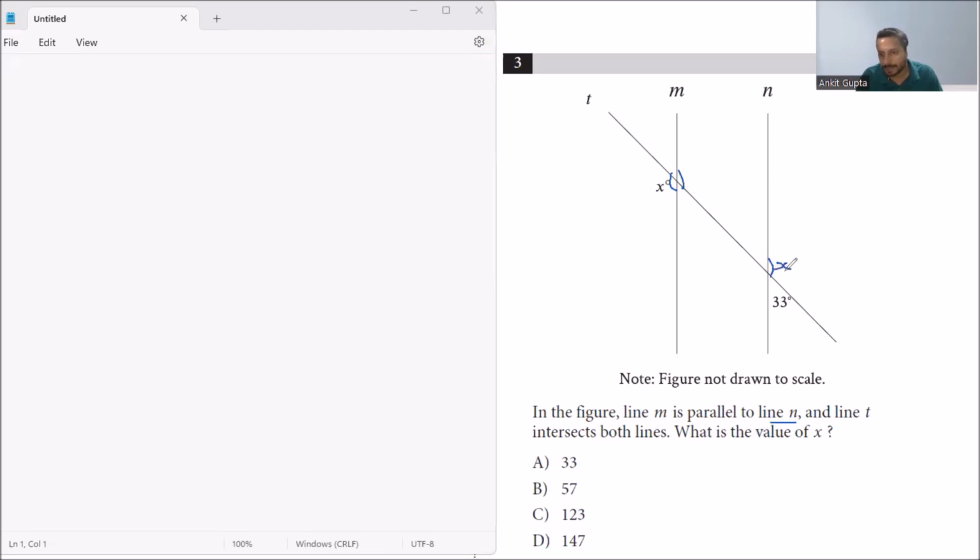So this becomes x. x and 33 will be 180. So x plus 33 is equal to 180. And x will be equal to 180 minus 33, which is equal to 147, right? So the answer will be option number D.